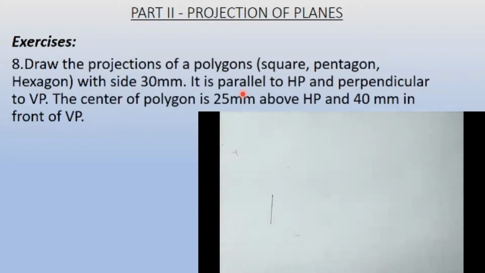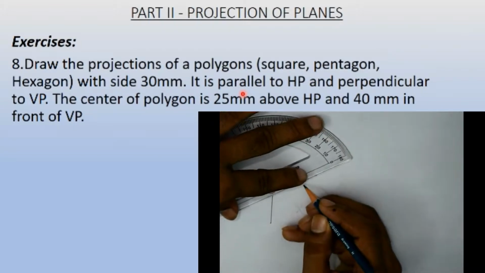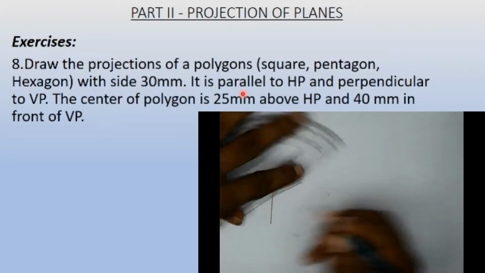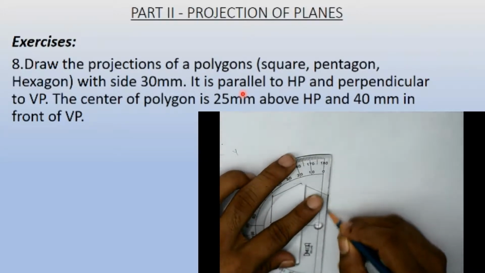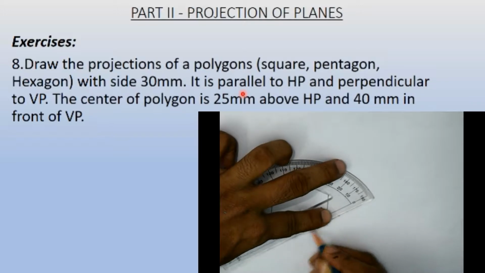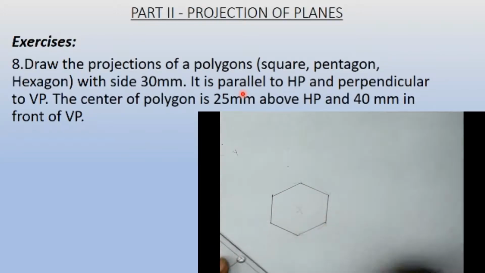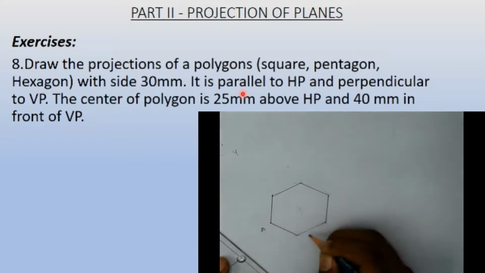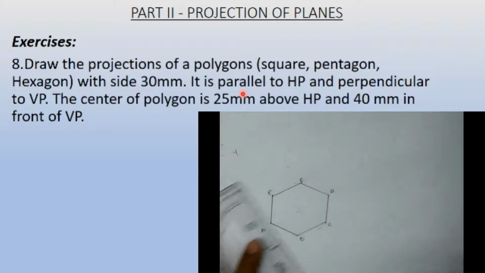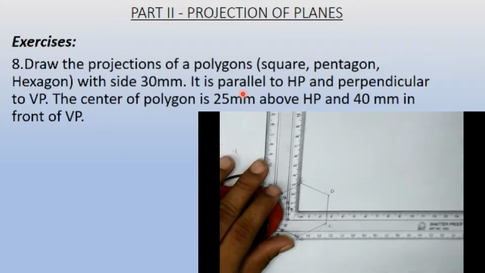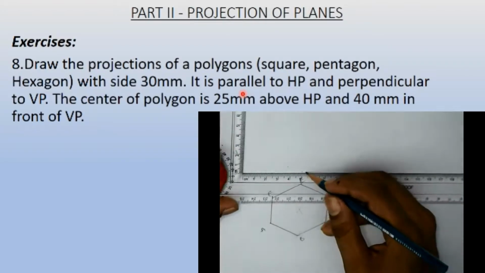There you go. Draw the arcs. See, this is A, B, C, D, E, F, and as mentioned in the question, the center is 40 mm in front of VP. So this is the center.